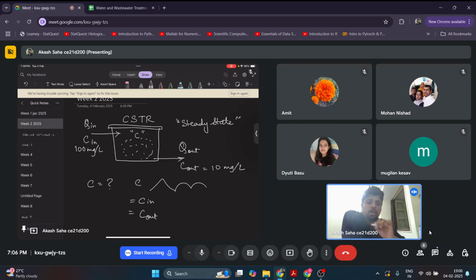Steady state condition. What do you mean by steady state condition? It means that the concentration or any parameter is not changing with time. Steady state means there is no variance in time. So with time there will be no variance, it will achieve an equilibrium, and the concentration will be the same.